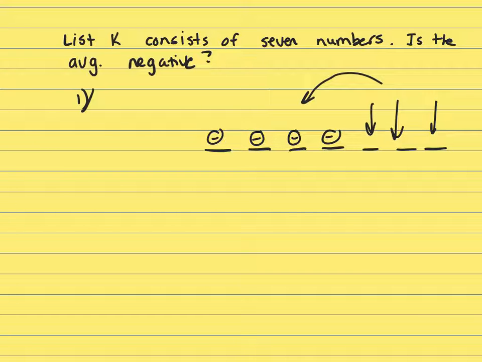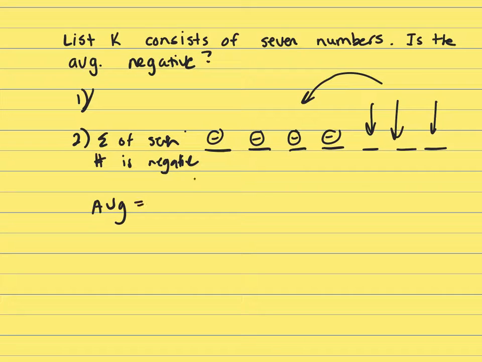Clue 2. It says the sum of the 7 numbers is negative. Well, that works because the way you find the average, you sum up the numbers and then you would divide by however many numbers you have. In this case, you have 7. So clue 2 tells me you have a negative sum divided by positive 7.